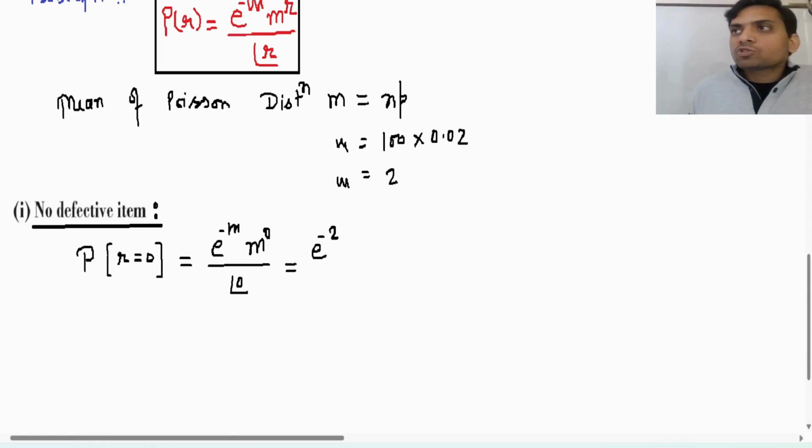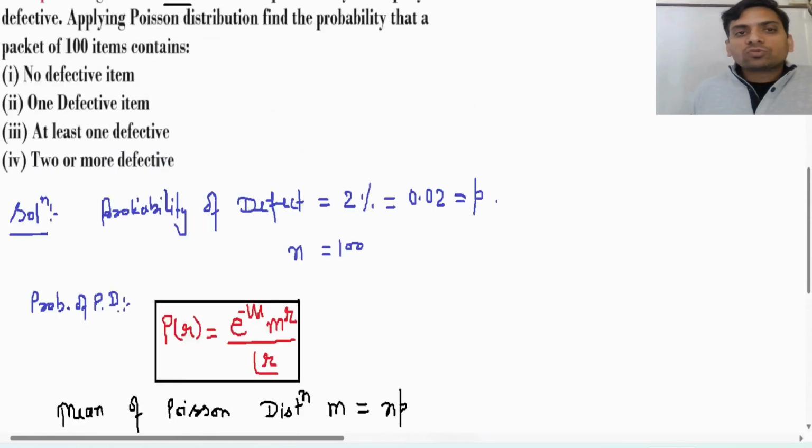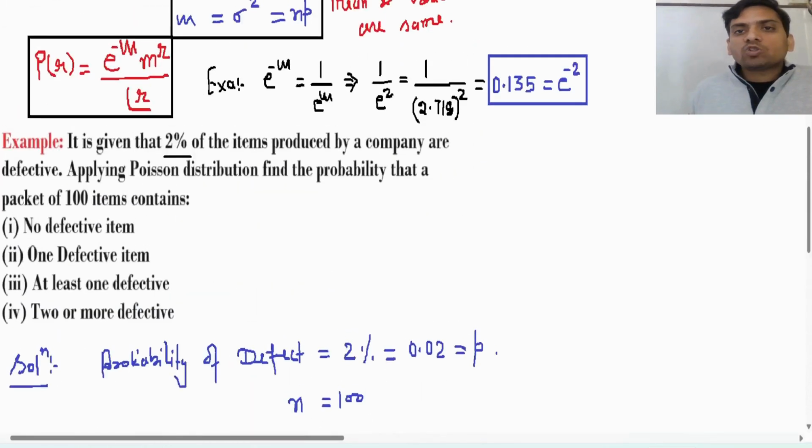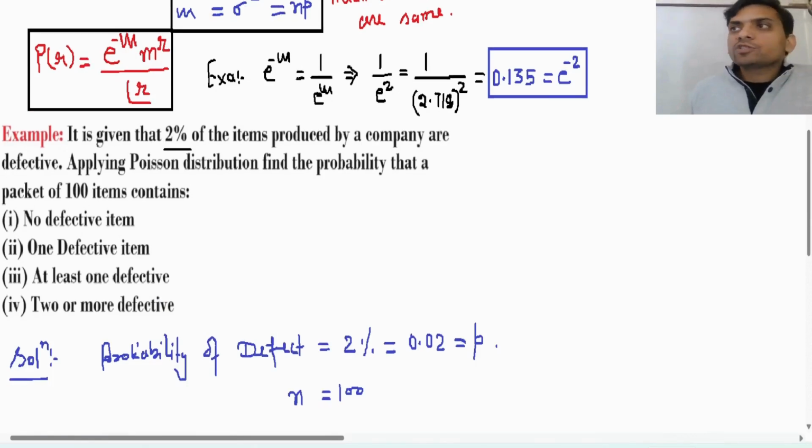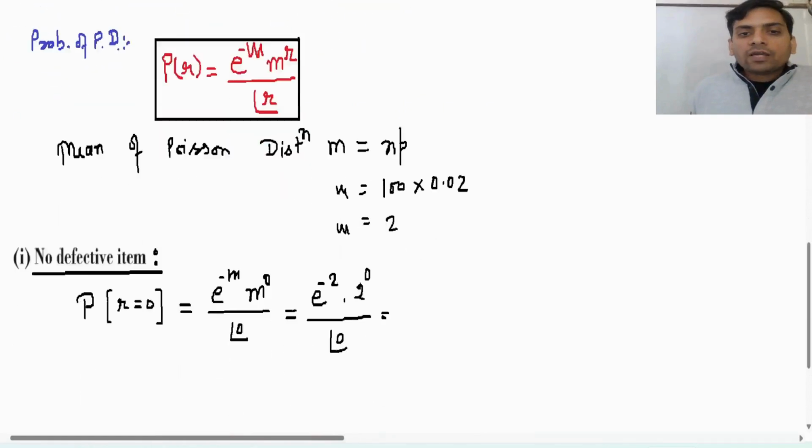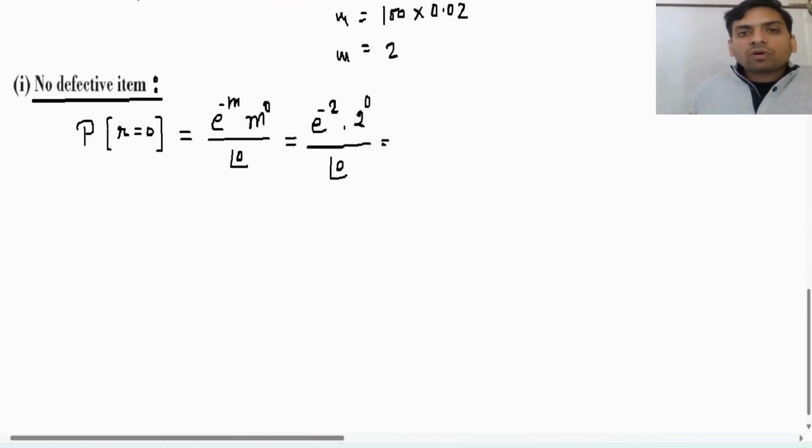When we put m equals 2, this quantity is multiplied by 2 raised to the power 0, and this quantity is divided by factorial 0. Clear? For this case, we have already calculated e raised to the power minus 2. I have already explained this. E raised to the power minus 2 is 0.135. Sometimes it may be given in the question paper, or sometimes you need to find this value by using 2.718.